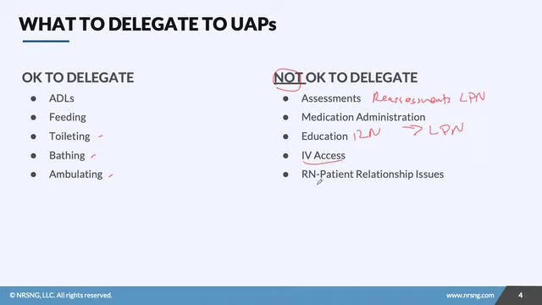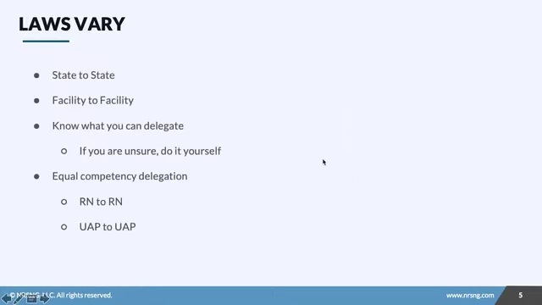And then anything that fosters the primary RN to patient relationship, like the plans of care. You know, when we get there, we tell the patient what we're going to be doing, we introduce ourselves. Those things really need to be done by the RN. We need to develop that strong RN-patient relationship. And so those things should be done by us as the RN.